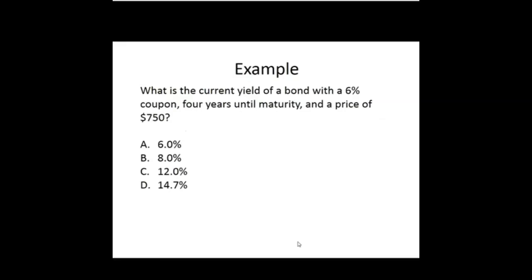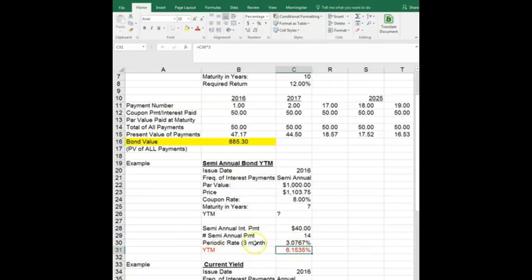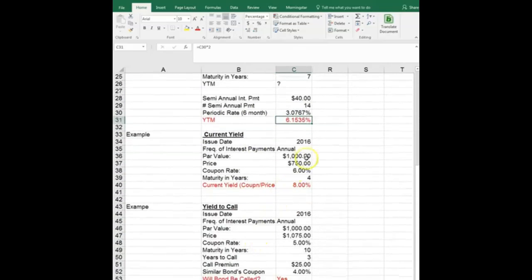What is the current yield of a bond with a 6% coupon, 4 years to maturity, and a price of $750? So current yield captures the relationship between annual interest payments and the current price. So again, going to Excel to solve. We have an annual coupon paying bond, a par value of $1,000, a current price of $750, a coupon rate of 6%, and 4 years to maturity.